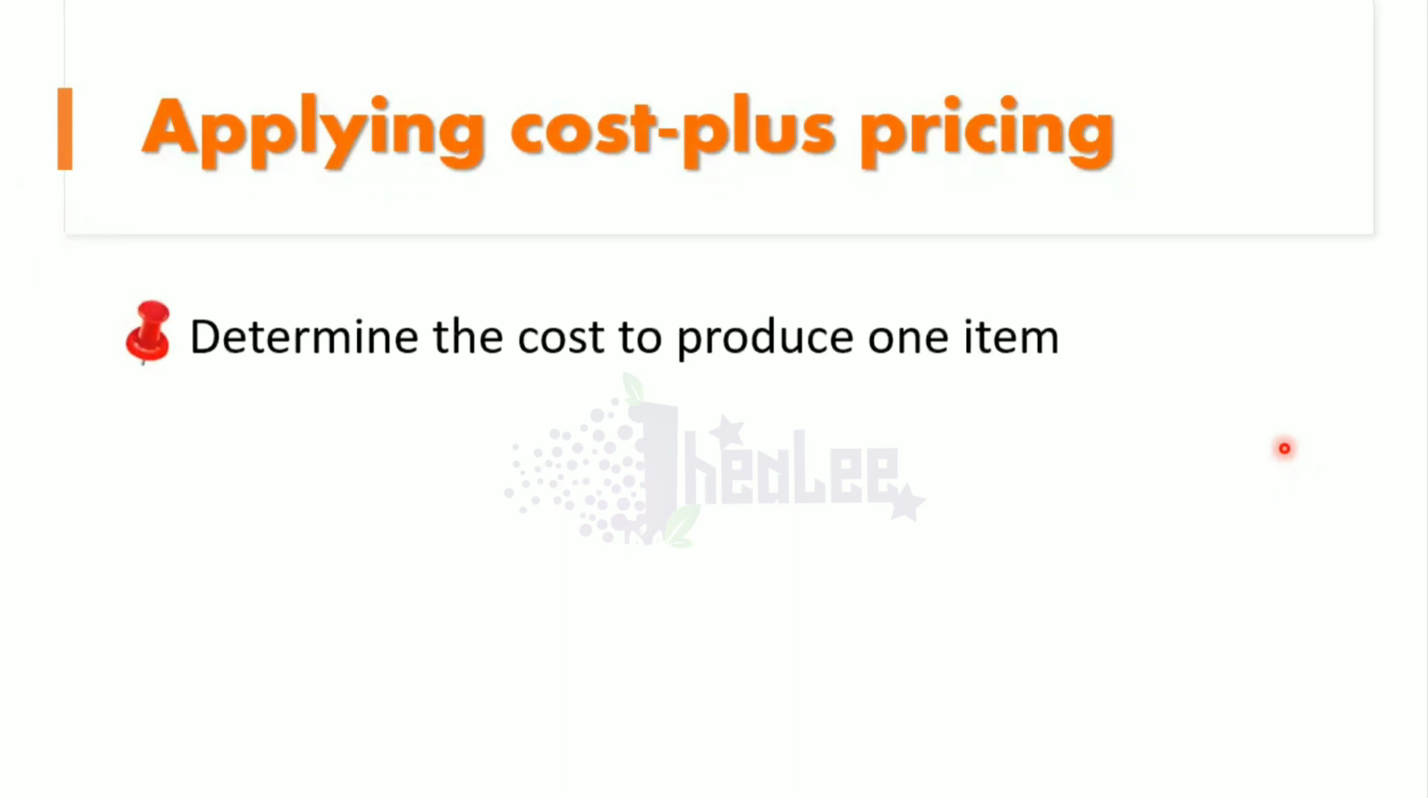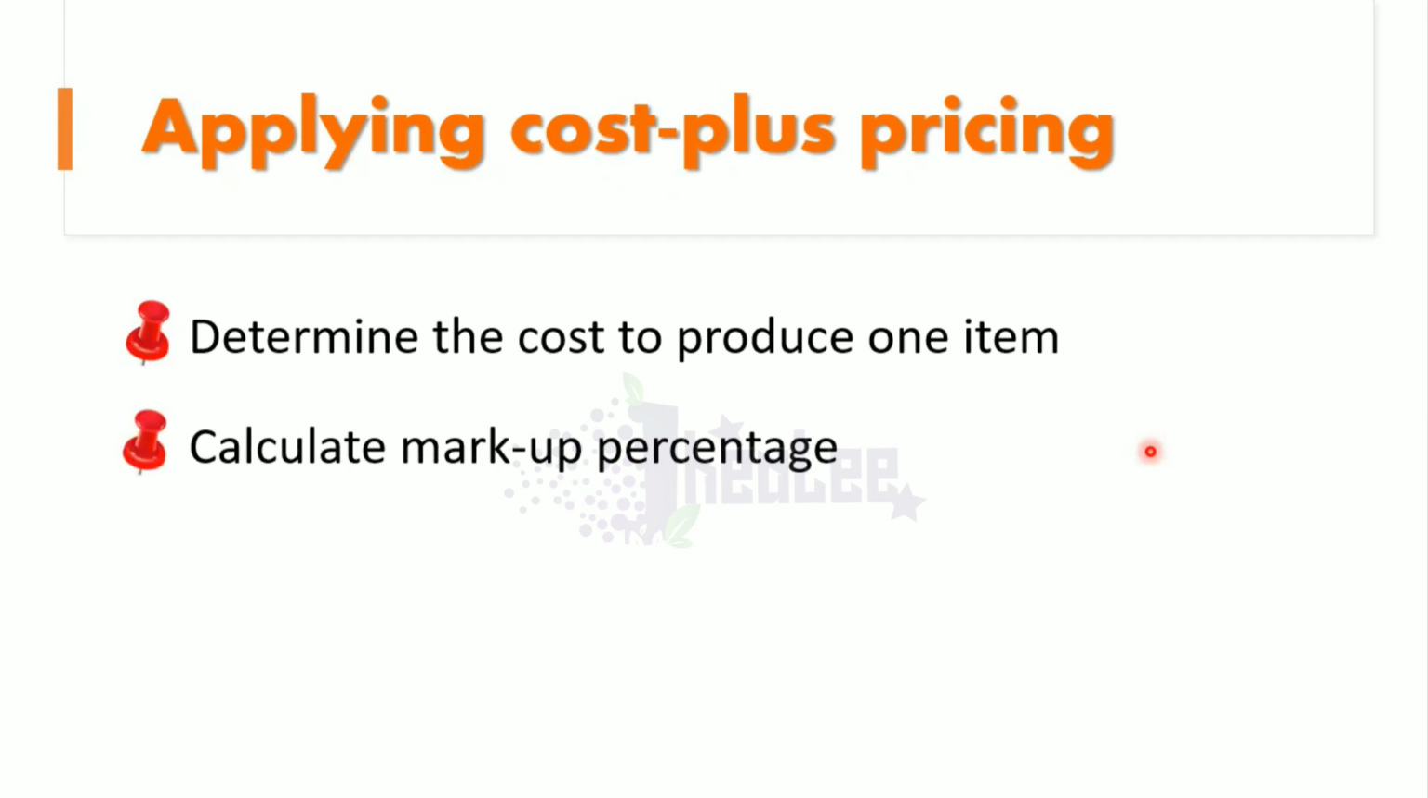Just to review the concept in applying cost plus pricing, you'll have to determine the cost to produce one item where, of course, you are going to apply your manufacturing account knowledge right there to calculate the cost to produce one item. The other thing is that you are going to calculate markup percentage. And based on the question, you will use a particular percentage that is given to calculate the markup percentage on the cost to produce the item. So this is why the first step is important. You need to determine the cost to produce the item.